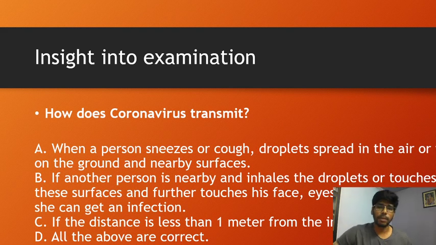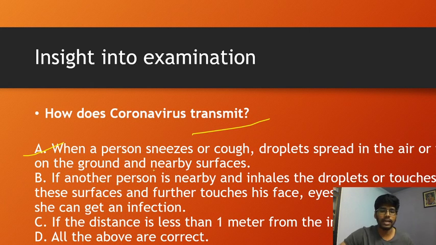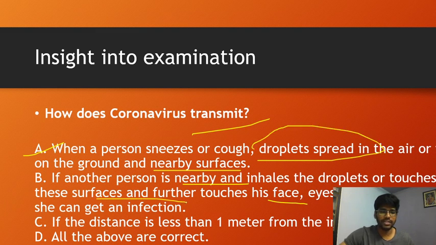So these are the myths, and now coming to the insights into the examination. A few questions from the prelims perspective. How does coronavirus transmit? When a person sneezes or coughs, droplets spread in the air or fall on nearby surfaces. If a person is nearby and inhales the droplets, or touches the surfaces and then touches his face, eyes and mouth, he gets the infection. Through droplets and through surfaces, both, and if the distance is less than 1 meter from the infected person. All the above are correct. This is how the virus transmits.